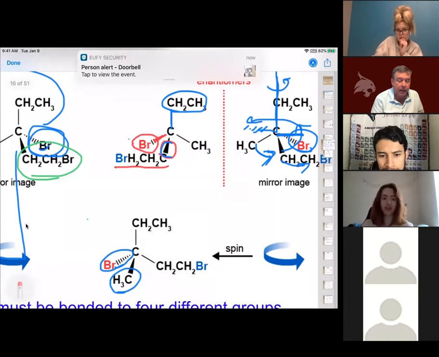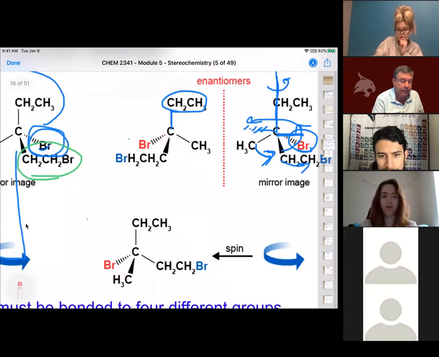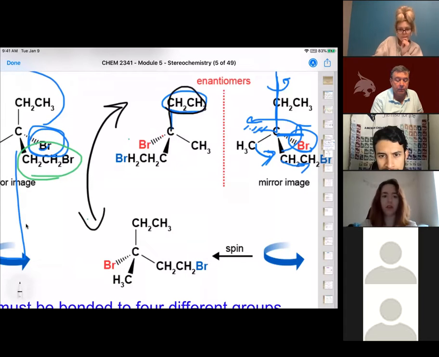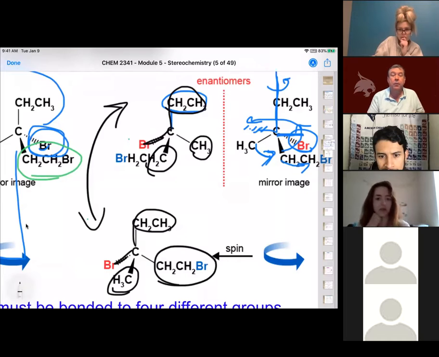So now let's look at these 2 images and see if they are identical or not. So if we look at this image and this image here, we have the ethyl group and the carbon here. Okay, that matches. We have the bromine and the bromine. That matches. Uh-oh, they might be superimposable. Oh, wait, hold it. This methyl group is not an ethyl group with a bromine on it. And this methyl group is not an ethyl group and a bromine on it.